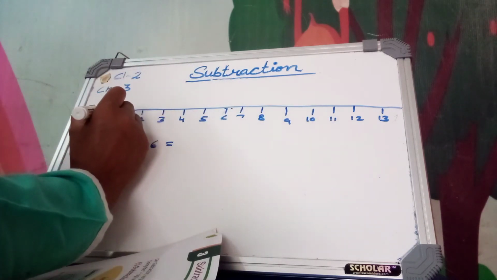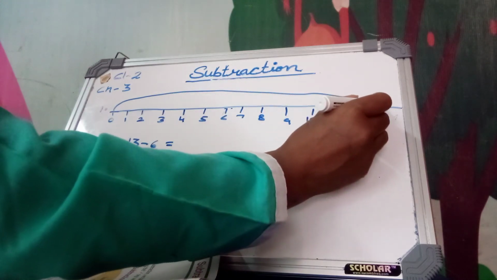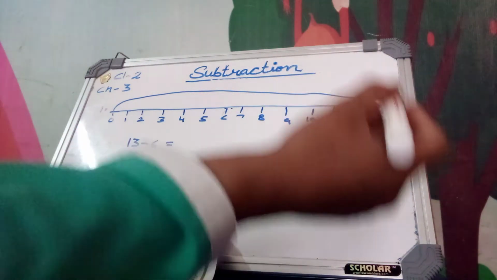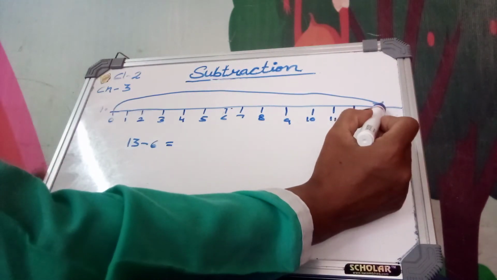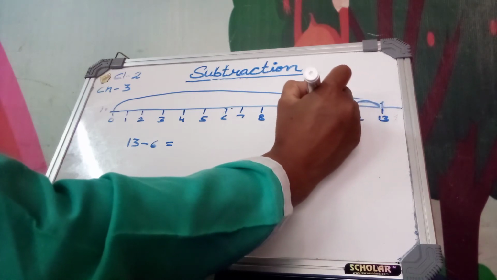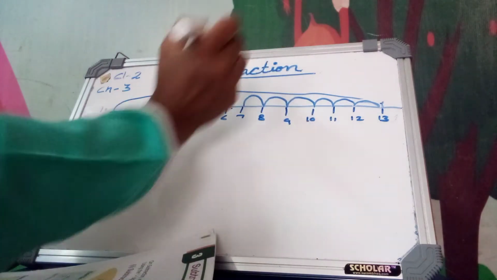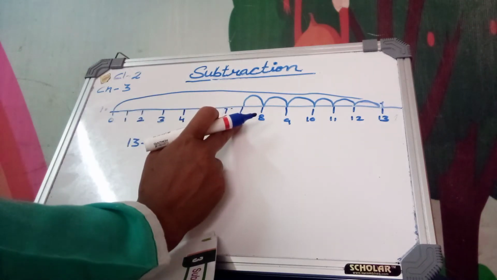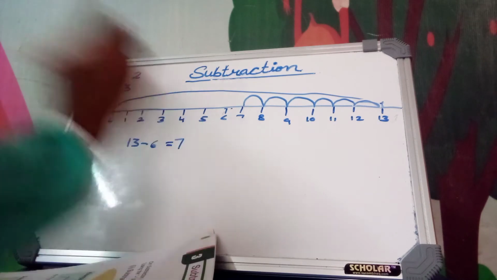Firstly we have to draw a line from 0 to the number 13. And then we will count what? Backward counting. 6 digits. 1 2 3 4 5 6. How many numbers are left? 1 2 3 4 5 6 7. The answer will be 7.